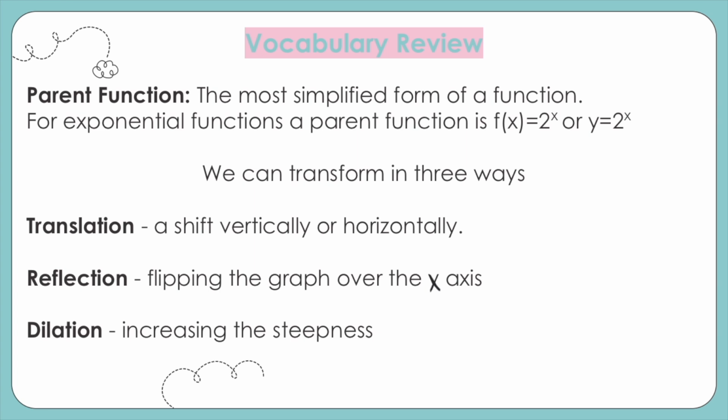We can transform in three ways. We can do a translation, which is a shift vertically or horizontally, a reflection, which is flipping the graph over the x-axis, or dilation, which is increasing the steepness. Now let's take a look at each transformation in more detail.